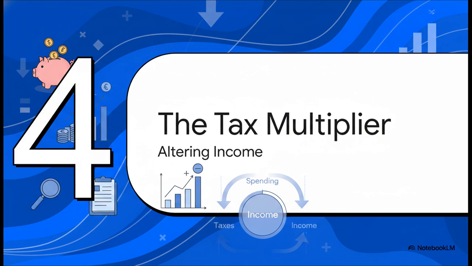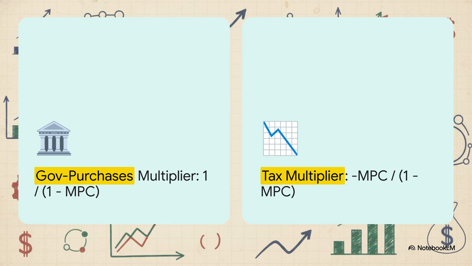Which brings us to Section 4, the tax multiplier, altering disposable income. Now that government spending effect is incredibly powerful for sure. But what if the government alters taxes instead of buying things directly? Comparing these two formulas side by side immediately reveals two major differences. First off, the tax multiplier is negative. And that totally makes sense, right? Because income moves in the opposite direction from taxes. Raising taxes lowers your disposable income, which therefore lowers spending.